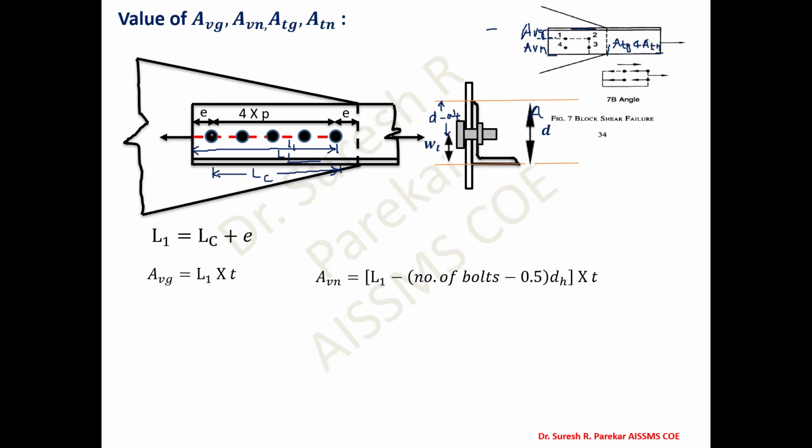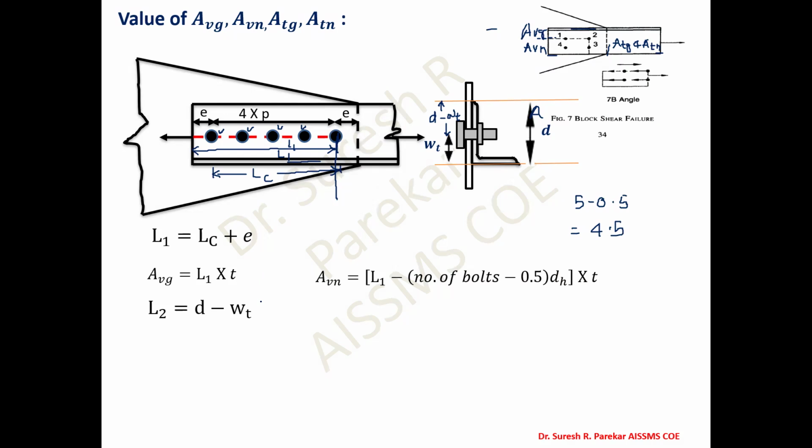Why minus 0.5? Because L1 is till the center of this, so till this portion. And therefore, how many bolts? This is whole bolt 1, 2, 3, 4, and this will be half. So number of bolts minus 0.5 means we have to consider this half bolt. If I have 5 bolts, then it will be 5 minus 0.5, and this becomes 4.5 because we go till the center of the other side. That will give me AVN.